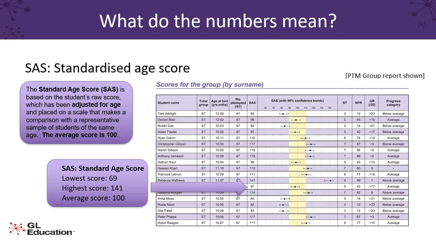The average score, or 50th percentile, is always 100. The above average range is scores of 111 and above, with very high being scores of 126 or more. At the lower end of the scale, scores of below 89 are considered below average.